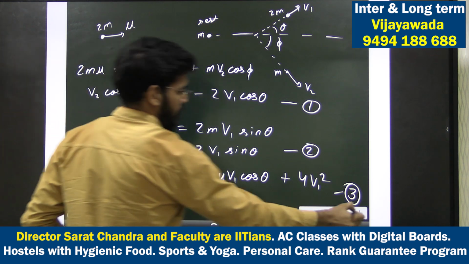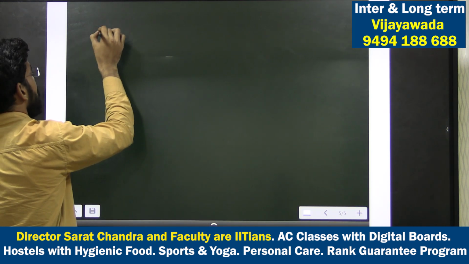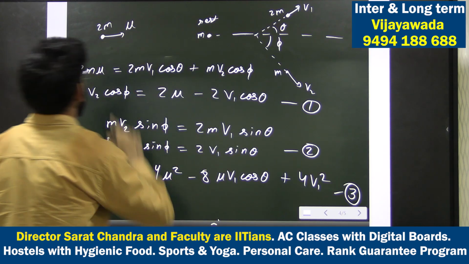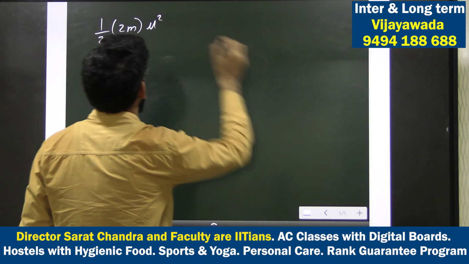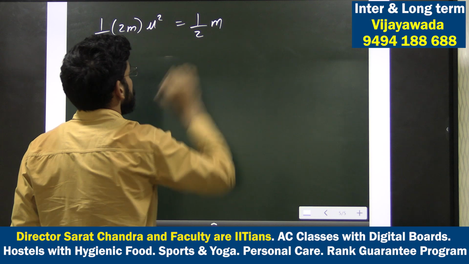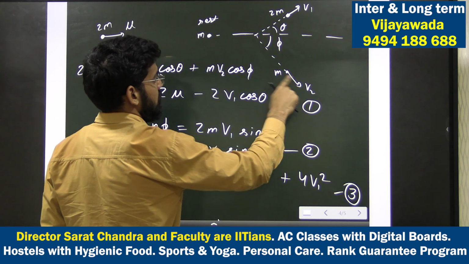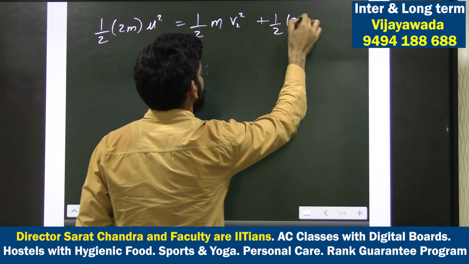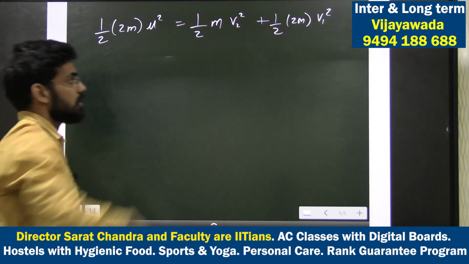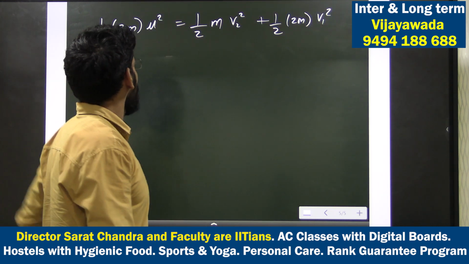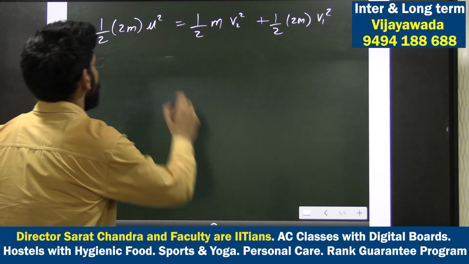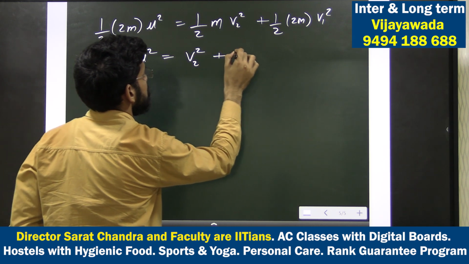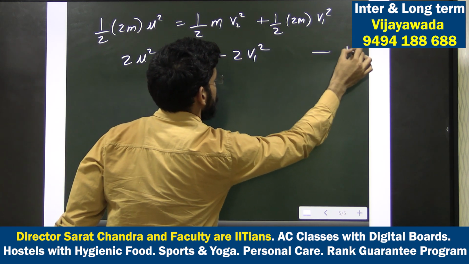Okay, that's why. See, energy conservation, initial energy: half, 2m mass is coming with u speed. So initially this is the kinetic energy, 2m mass is coming with u speed. Final: half m mass is with v2 speed, so half m v2 square plus half 2m into v1 square. This is your kinetic energy equation. Okay, from here, half cut, 2 cut, what you have? 2u square is equal to v2 square plus 2v1 square, equation number 4.